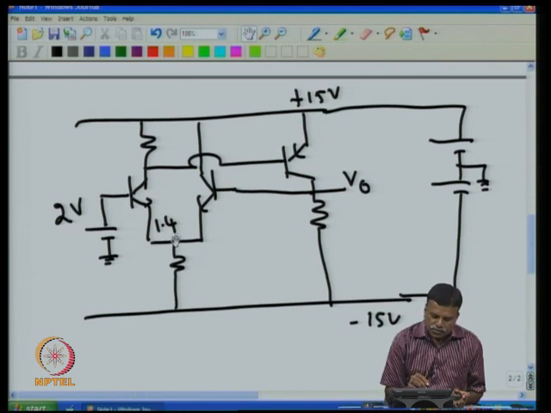If this is sitting at 1.4, then there will be a current through this. Now this current is partly coming from here and partly coming from here. However, if I give 2 volt, this has to come to 1.4, and there is some current through this. If there is a current through this, there will be a voltage drop across this. Now the voltage across this resistor is actually nothing but the base emitter voltage of this transistor.